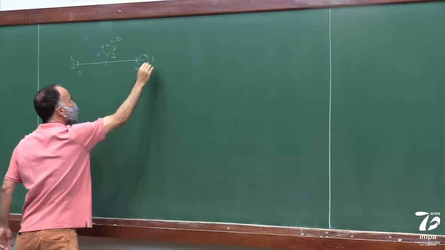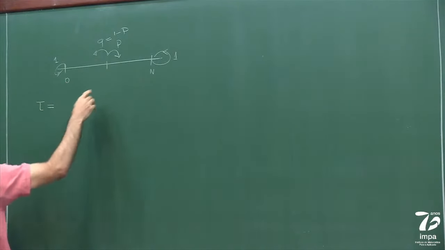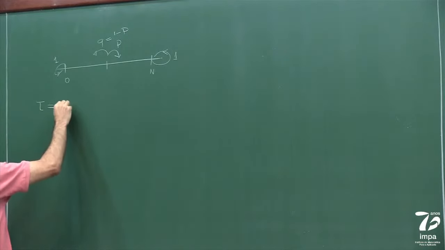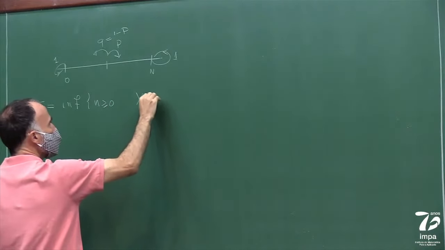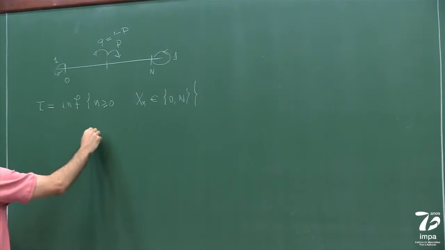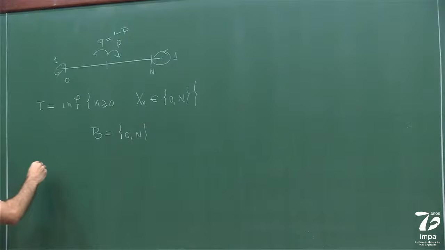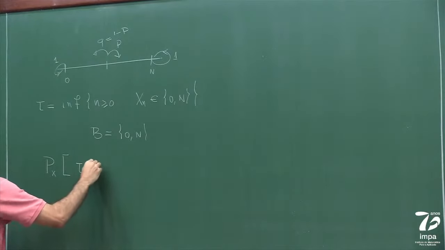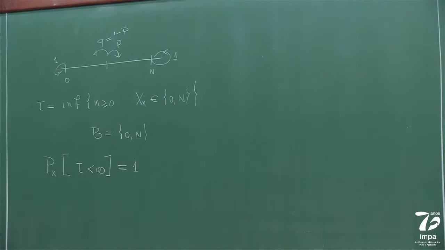Then I defined tau as the hitting time of the set {0, n}. So tau is the infimum of n larger than 0 such that X_n belongs either to 0 or to n. Let me call the set {0, n} as B. And I wanted to use this property to show that starting from any point x, tau is finite with probability 1. Okay? So this is the central property.